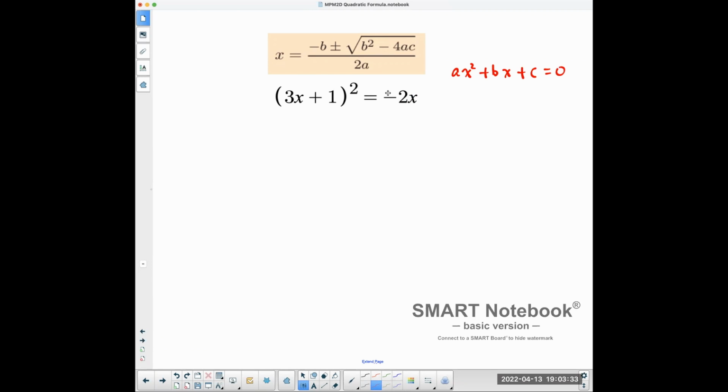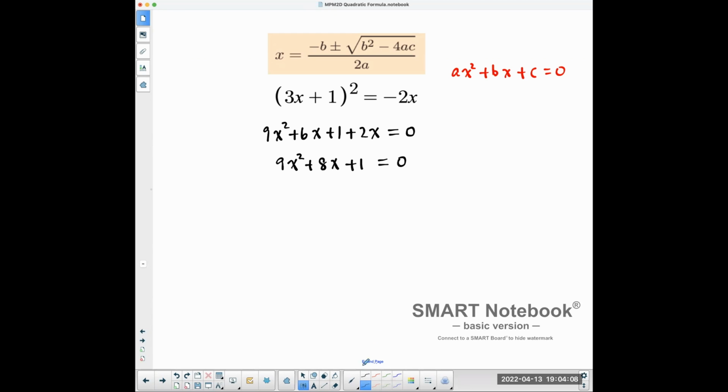So whenever you get a question that's not in that format, what you have to do is expand and simplify. So in this particular case, we're going to expand the brackets on the left. We can do FOIL. We can do perfect squares. This is going to be 9x squared plus 6x plus 1. I want to make one side equal to 0, so I'm going to bring the minus 2x to the left. So that's plus 2x. That's going to equal 0. Collect like terms. I'm going to get 9x squared plus 8x plus 1 equal to 0.